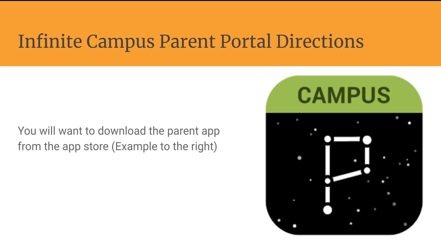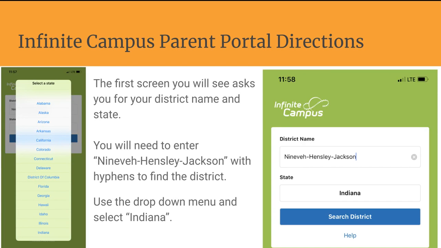However, these are directions for the app. So if you have an Android or an iPhone, you can download this app, and I put the logo here so you know exactly which one it is. It should say Campus at the top and then P for parent. And once you have selected that, here's how you'll log in. So the first thing you'll want to do is select a state, and I scroll down, you'll select Indiana, which is here at the bottom, and then it will want a district name. This is very important. So ours is Nineveh-Hensley-Jackson with hyphens.